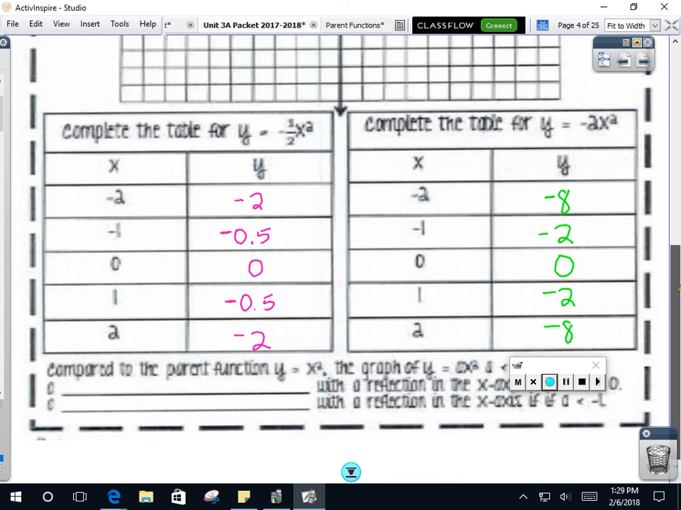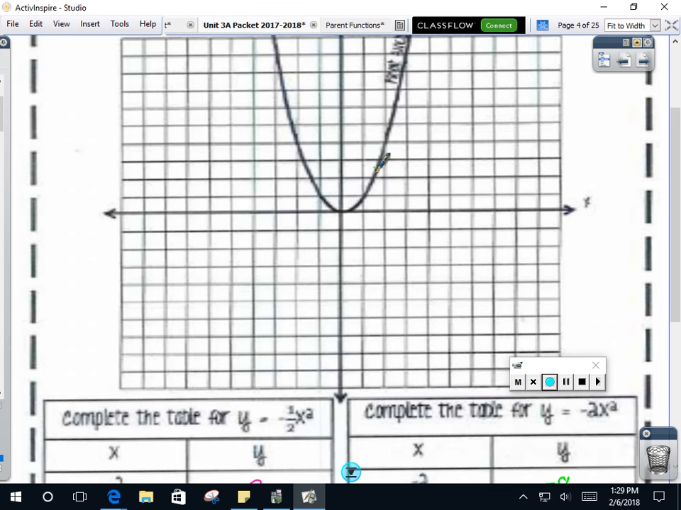Okay, so now let's graph these points. -2, -8 is left 2, down 8. -1, -2 is left 1, down 2. 0, 0 is just at the origin. 1, -2 is right 1, down 2. And 2, -8 is right 2, down 8.